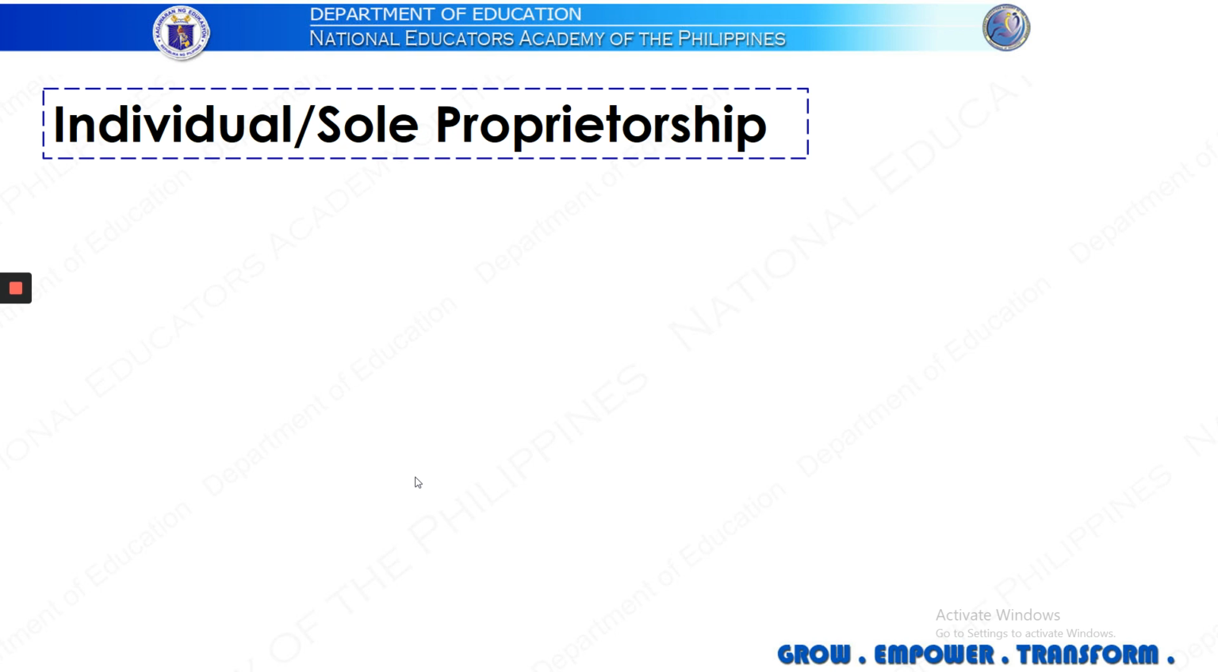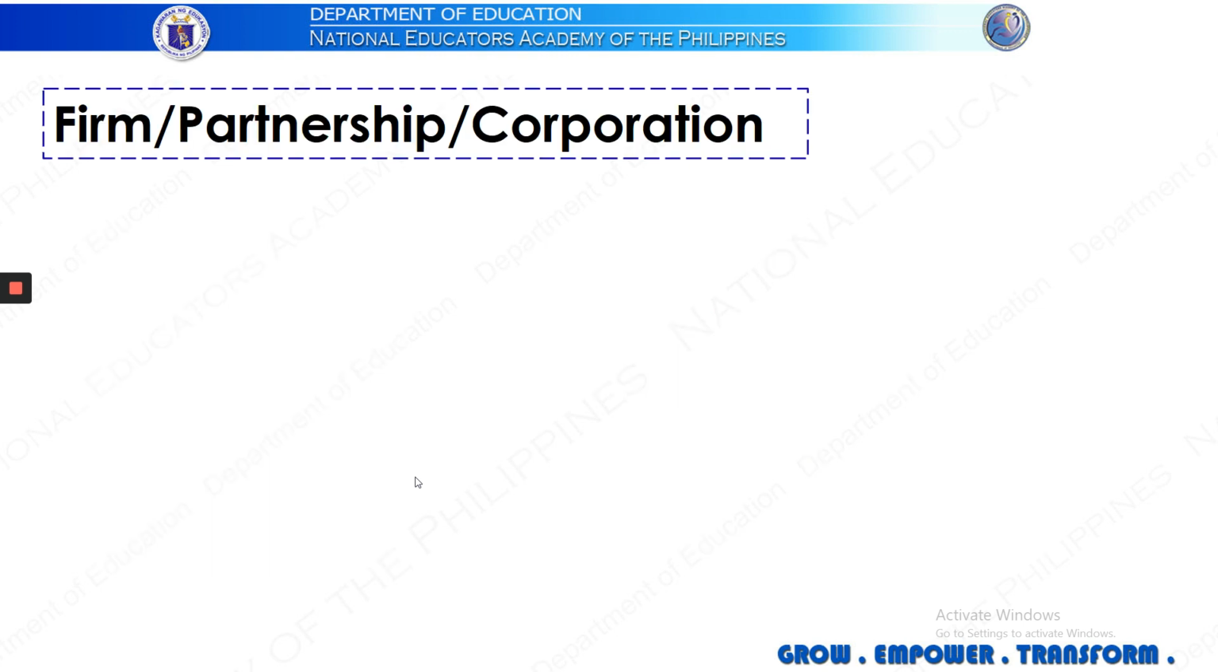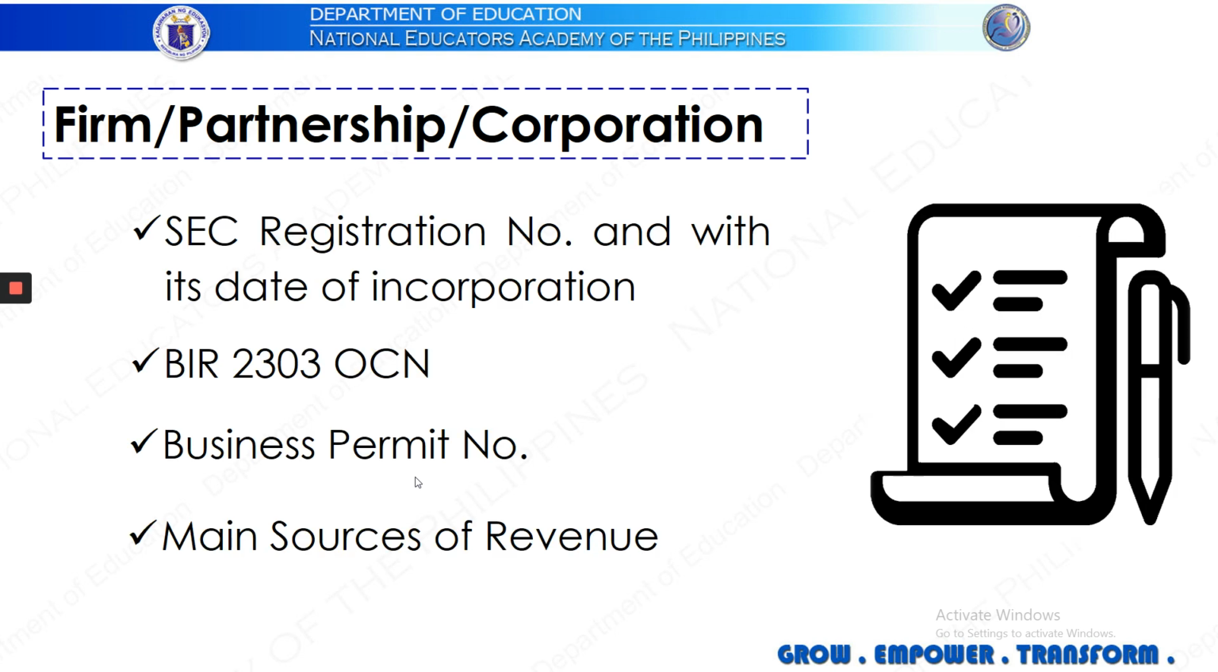So if they are an individual or sole proprietorship, these are the non-negotiable requirements: BIR, business permit number, DTI registration number, NBI clearance number, and main sources of revenue. So we are expecting that they are going to attach these documents in their accomplished form. If they are a firm, partnership, or a corporation, SEC registration number and with its date of incorporation. Okay, likewise, BIR, business permit number, main sources of revenue.